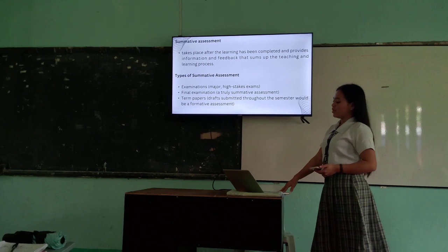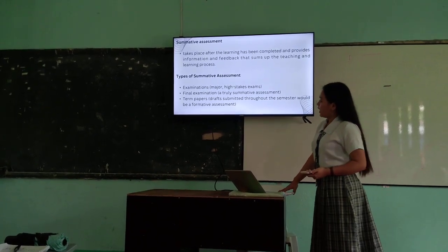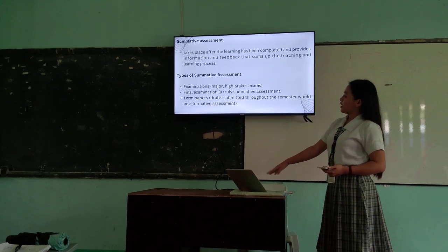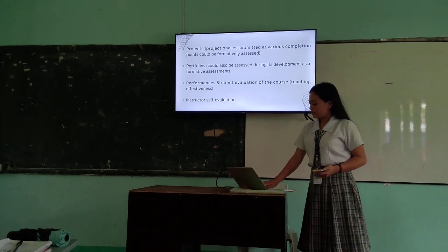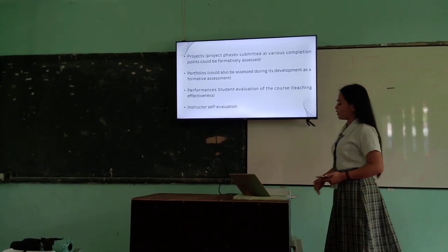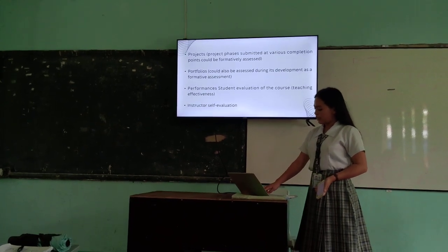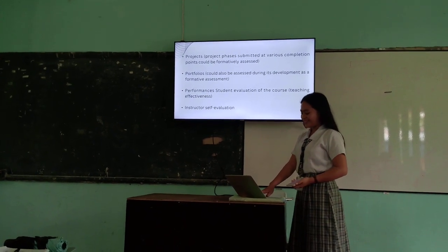And these are the examples of summative assessment. First is the examination, and final examination, term papers, projects, portfolios, performance standard evaluation of the course, and instructors' self-evaluation.